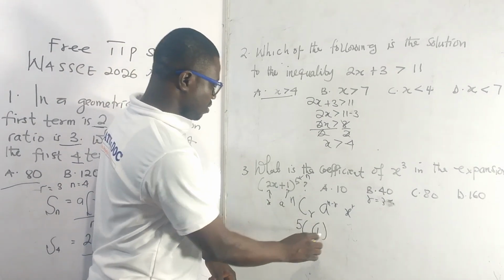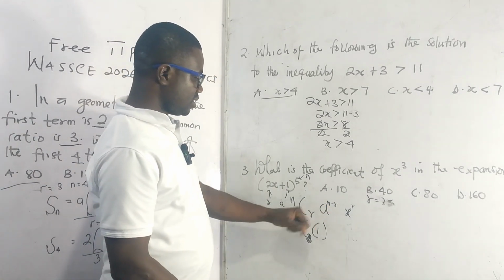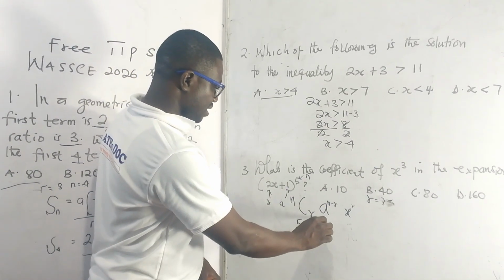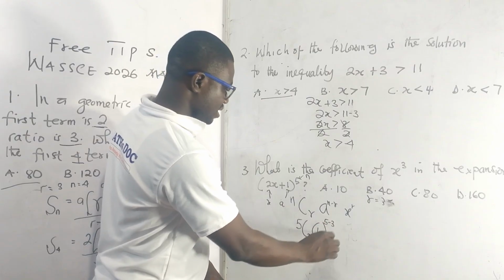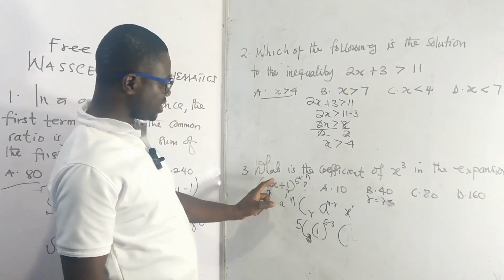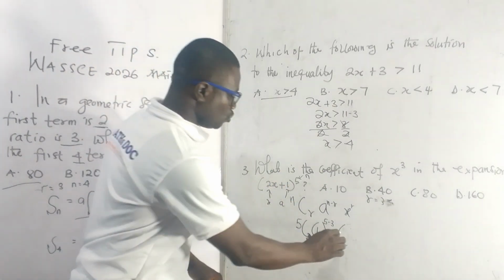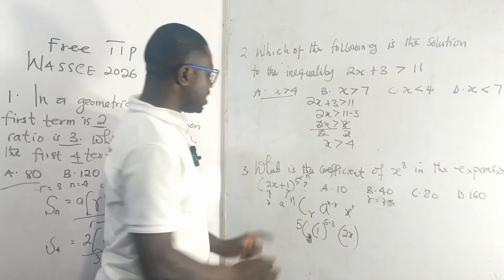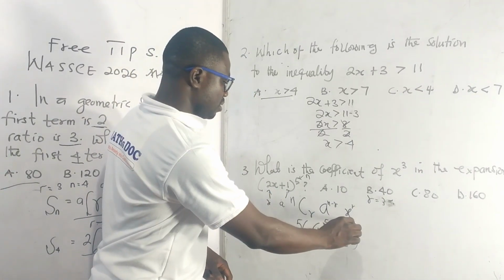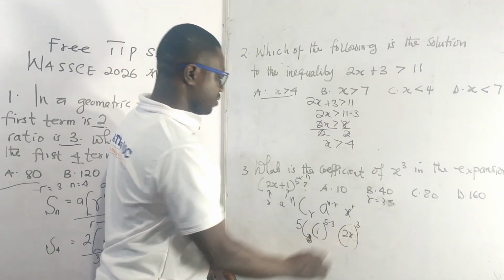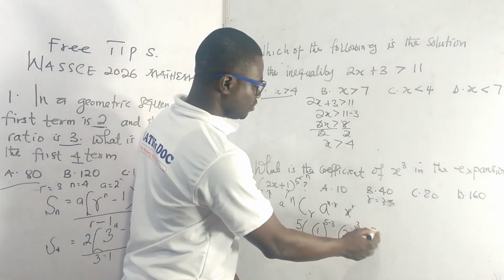So 1 raised to the power our n, that is 5 minus 3. And then our x, the whole x value, is the 2x. So we write the 2x. Don't forget to write all the 2x raised to the power 3, our r. So here, let's move on.